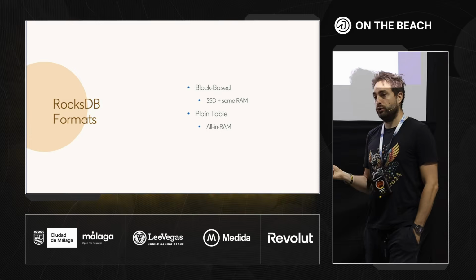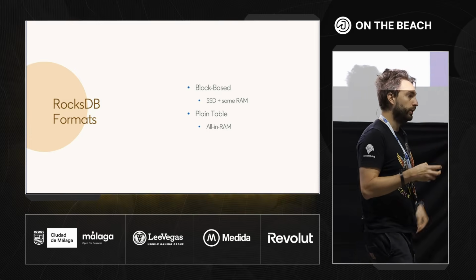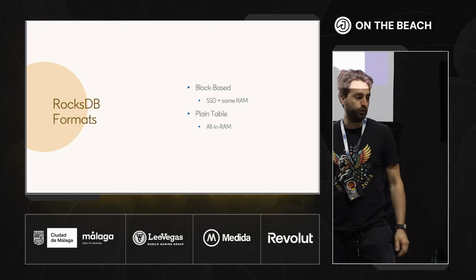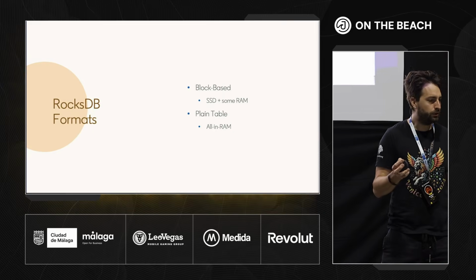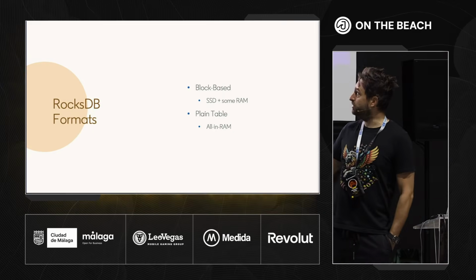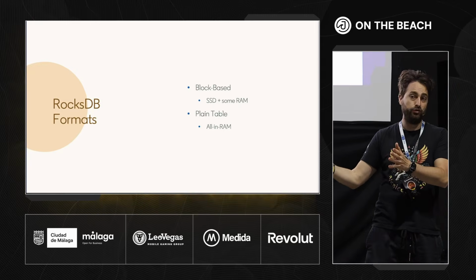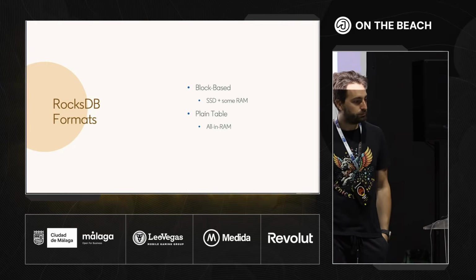If you do have enough RAM for your whole data set, then there is an even better option for that case, which is plain table, where it will mmap the entire data set and provide even better performance, and I think slightly better space efficiency as well. So we use both of these depending on the case, both in the Venice servers as well as in our Da Vinci use cases. Users can choose between one or the other.